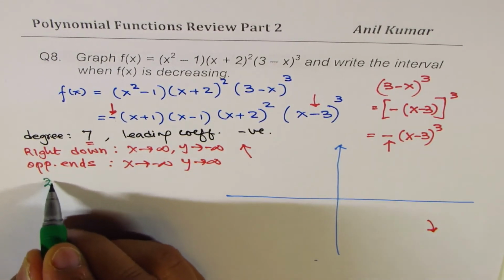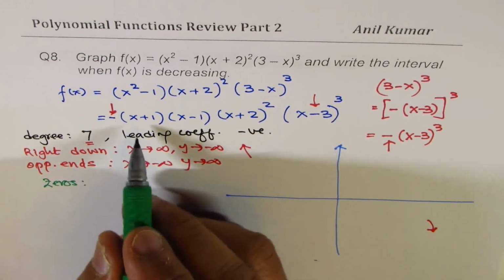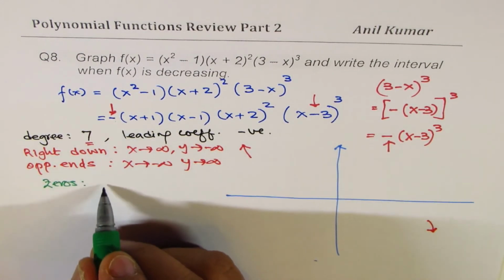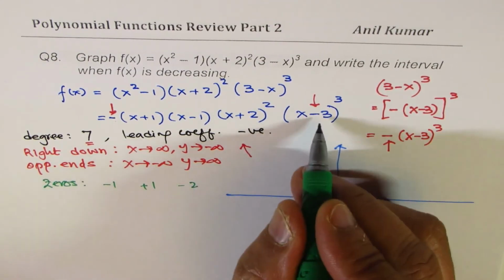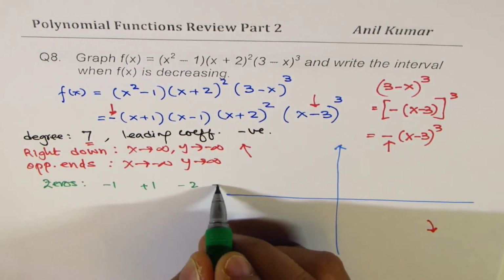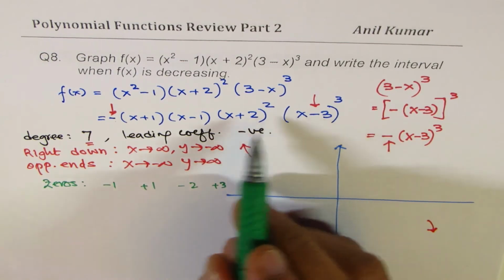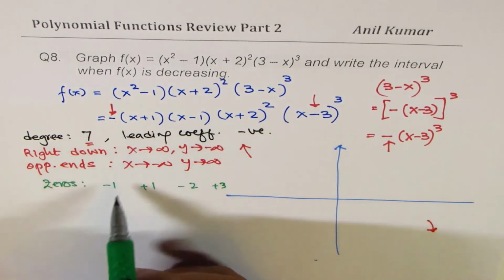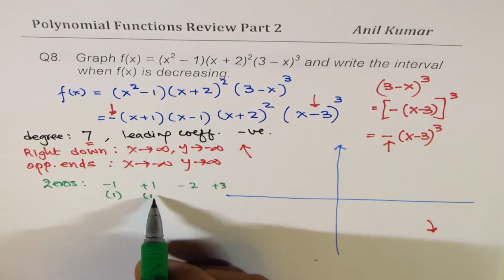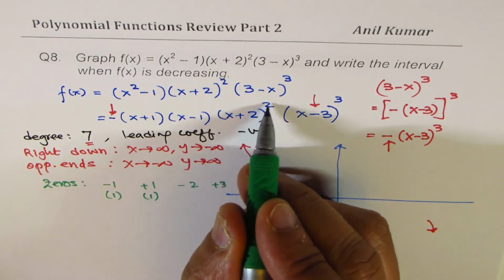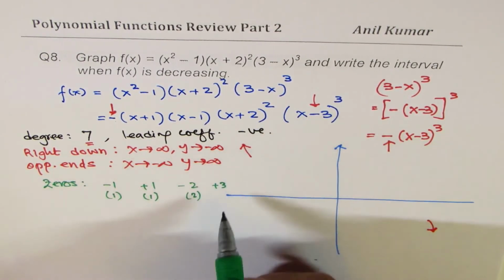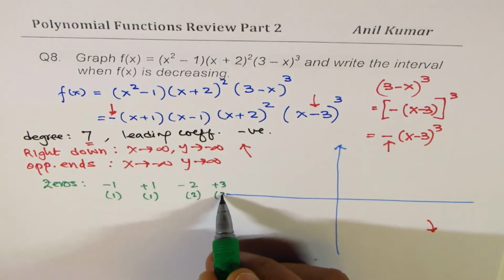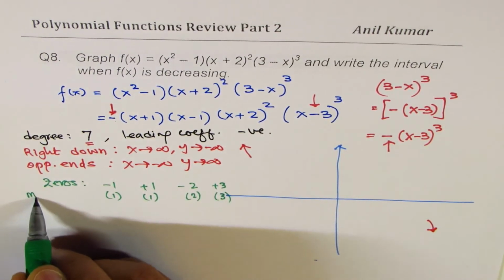As far as the zeros are concerned, we have a 0 at -1, then a 0 at +1, then at -2, and this one is at +3. Each 0 has a multiplicity. So this order is 1, this order is also 1. This 0 is quadratic in nature, it will turn, and here it is cubic in nature. So that is the multiplicity.